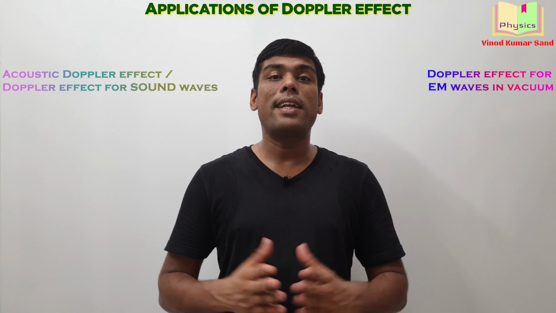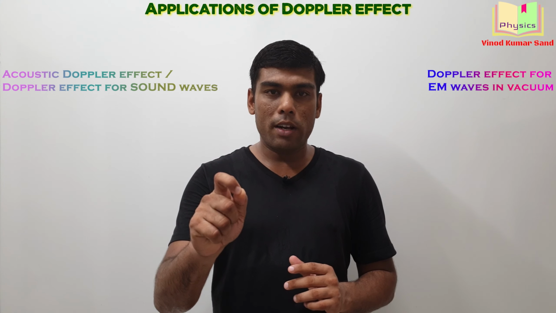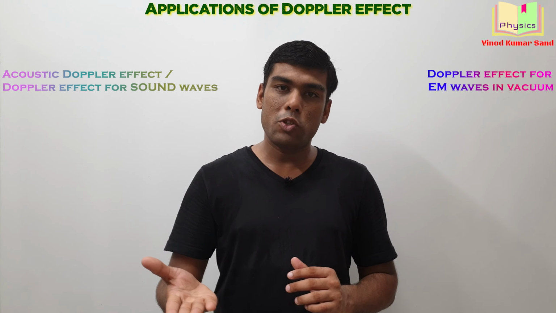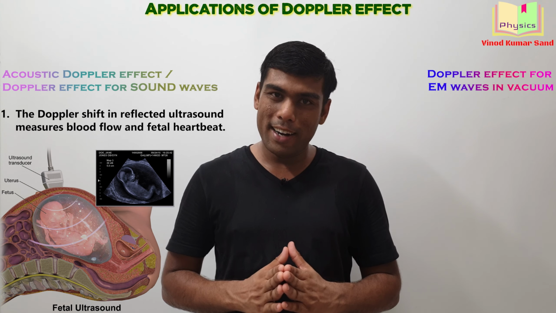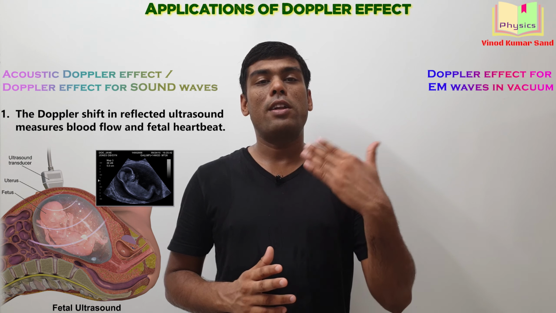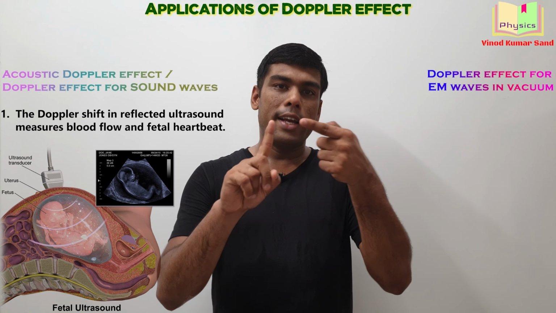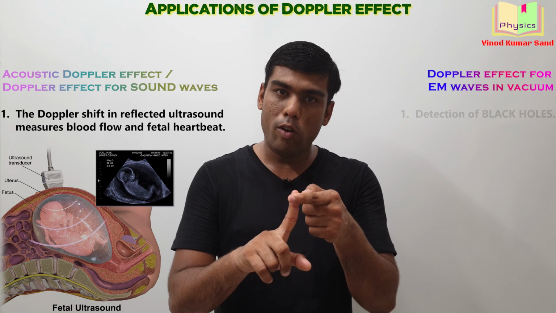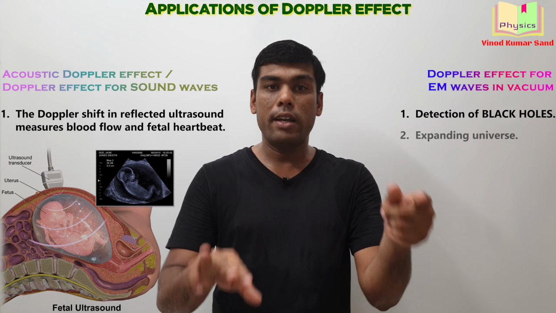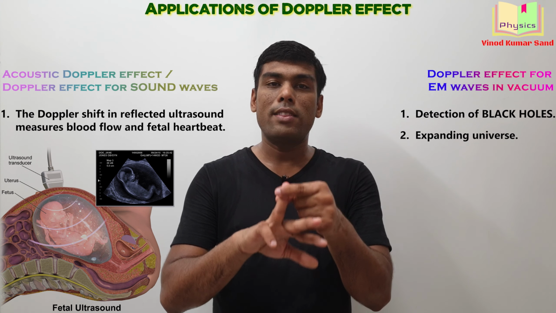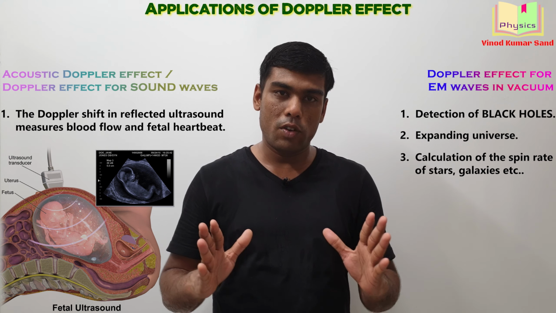Let's see the practical applications of the Doppler effect. The acoustic Doppler effect is used in measuring blood flow or to detect the fetal heartbeat, whereas the Doppler effect for EM waves has a variety of applications. It can be used to detect black holes. It can be used to prove that the universe is expanding. It is used to determine the spin rate of galaxies or stars, etc.